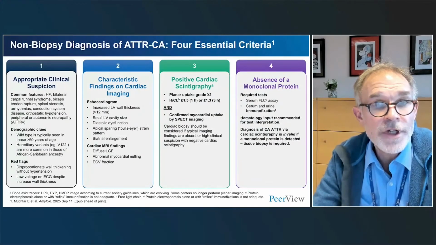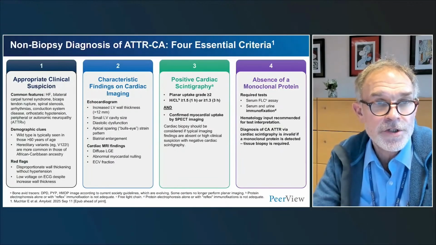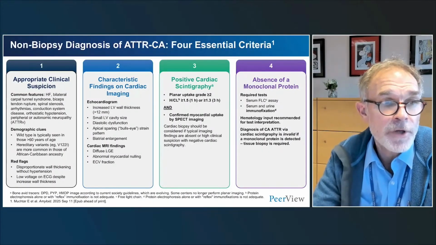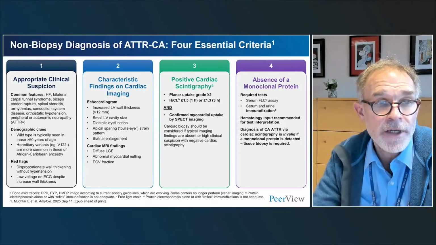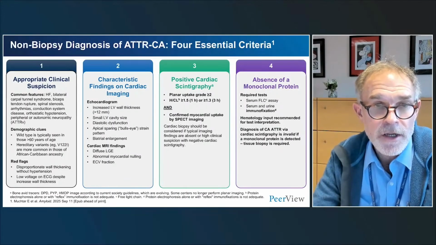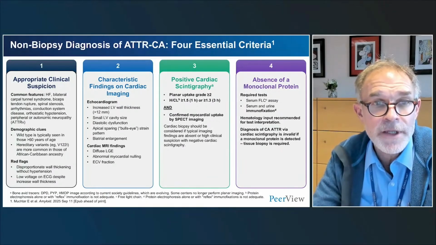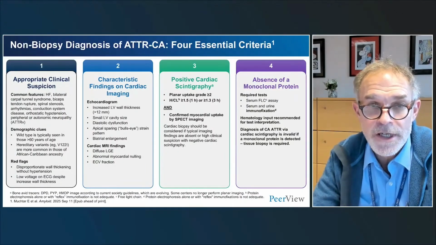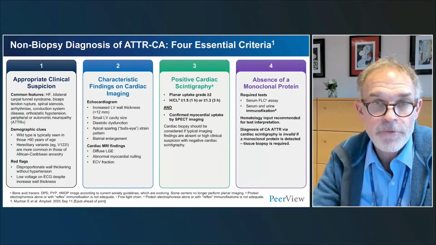So just to recap the essential criteria to make a non-biopsy diagnosis, a diagnosis in the absence of a biopsy, one needs the appropriate clinical suspicion, one needs the characteristic findings on cardiac imaging, either an echocardiogram or a cardiac MRI scan. One needs a grade 2 or 3 DPD scan or PYP scan, and the absence of a monoclonal protein using all three tests: serum immunofixation, urine immunofixation, and serum free light chain assay.